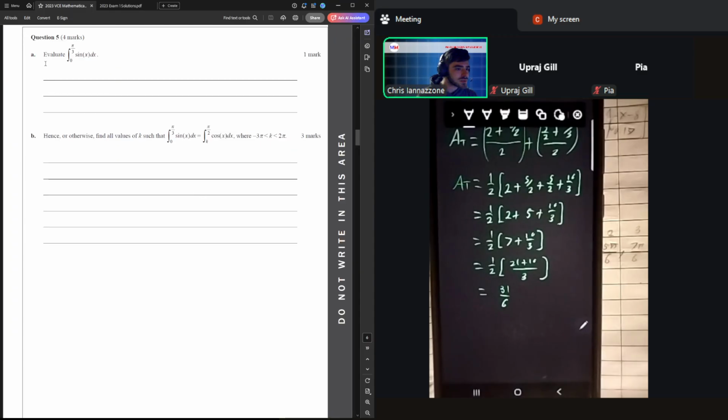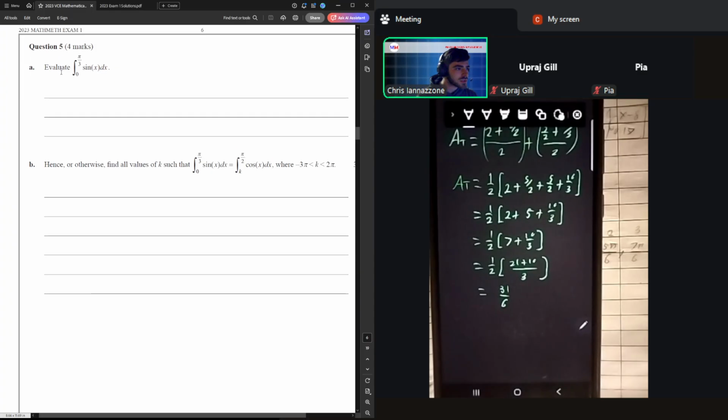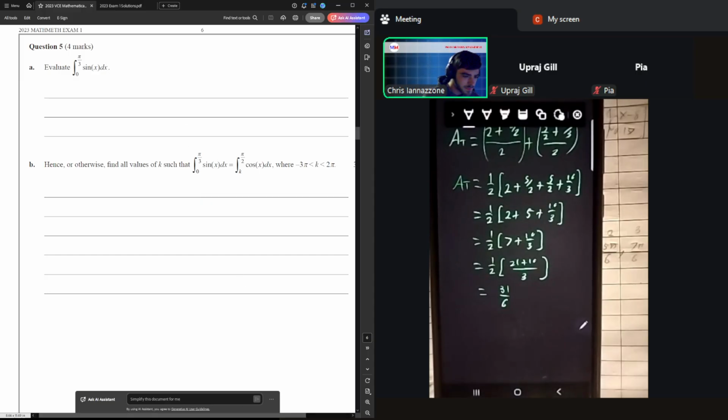Okay, integrals. Yeah, why not? Yeah, these will lead into each other anyway, so I guess it'll be a good one to start with to lead into it. Question 5a. Evaluate the integral from 0 to pi over 3 of sine x dx.